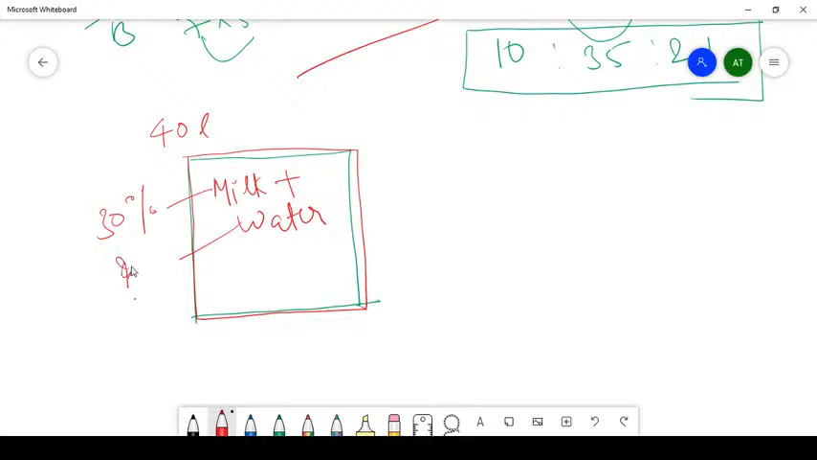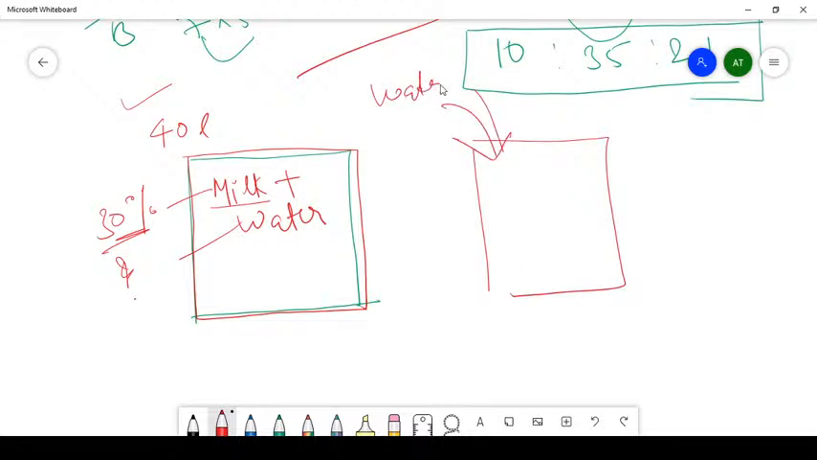It is saying that there's a container which have a 40-liter mixture in which the percentage of milk is 30%. Okay, then how much water should be added in this container so that the concentration of milk is reduced to 20%? Now how much water we should add so that the concentration of milk becomes 20% from the 30%?